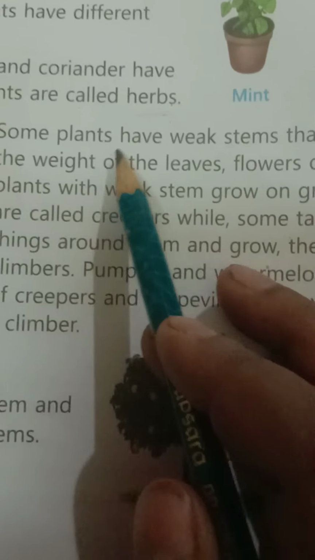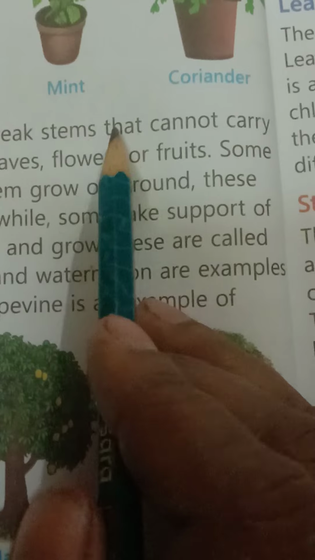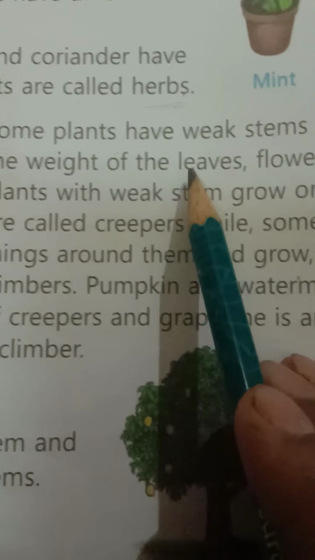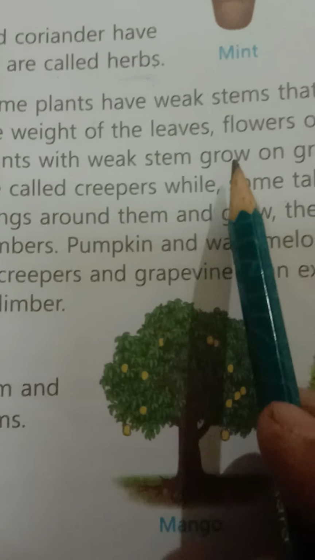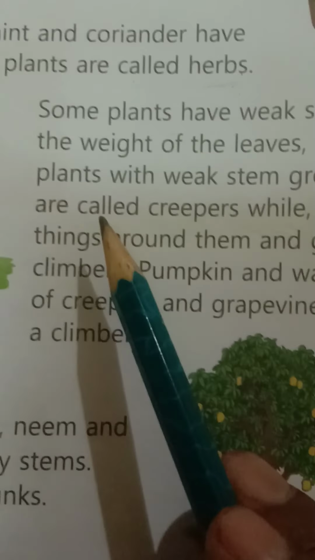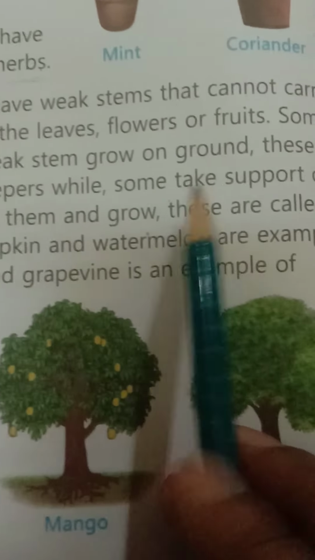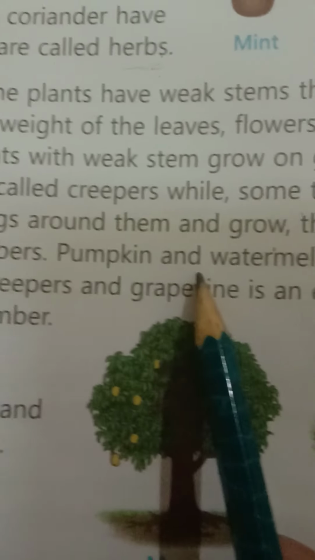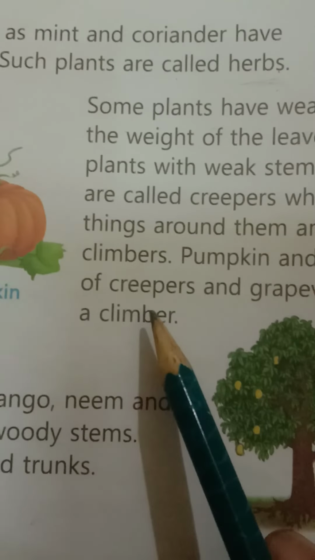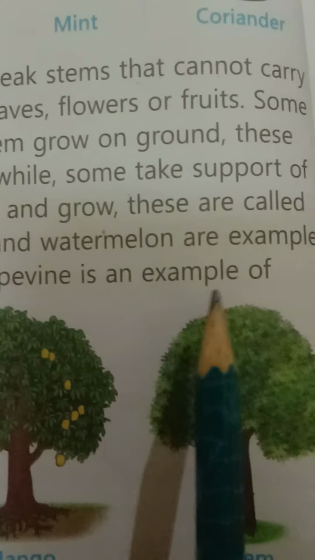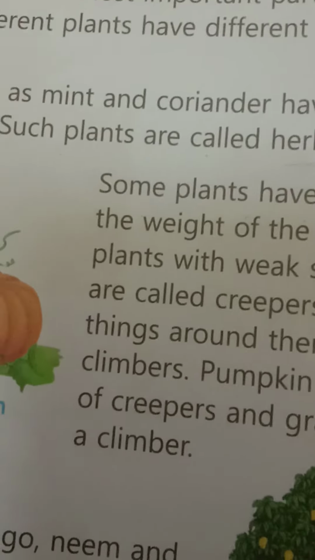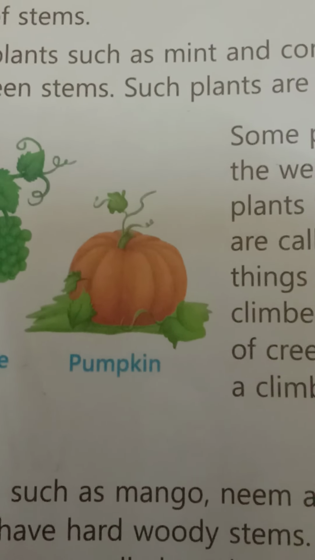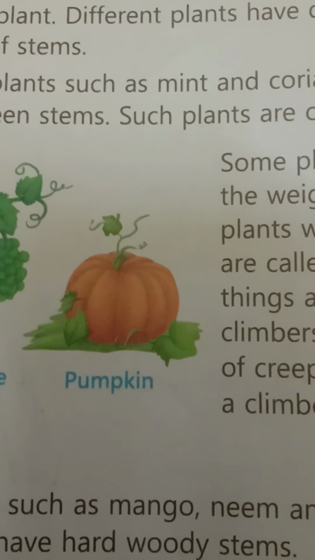Now some plants have weak stems that cannot carry the weight of the leaves, flowers or fruits. Some plants with weak stem grow on the ground. These are called creepers, while some take support of things around them and grow. These are called climbers. Pumpkin and watermelon are examples of creepers, and grapevine is an example of a climber. Student, there are mainly two types of weak plants. First is creepers and second is climbers.